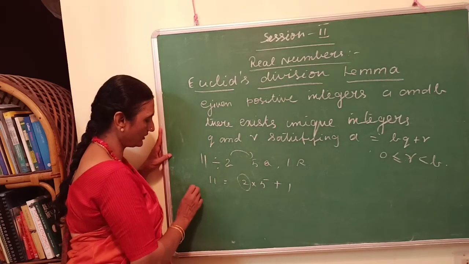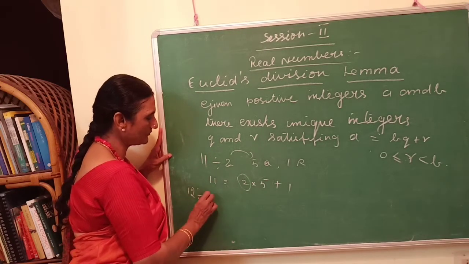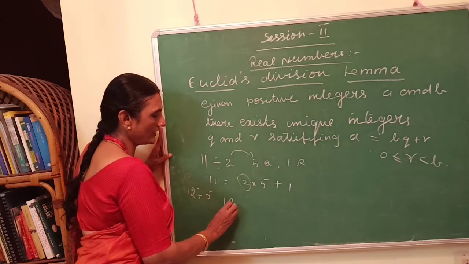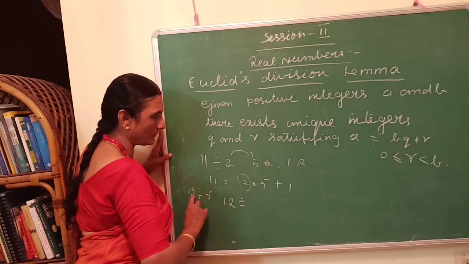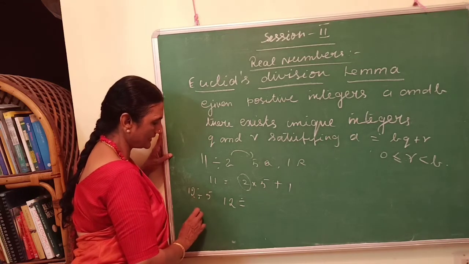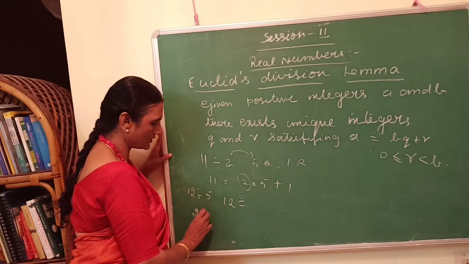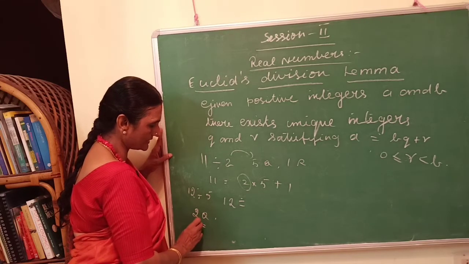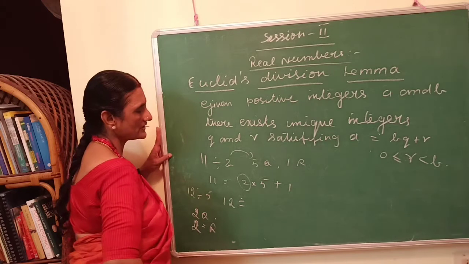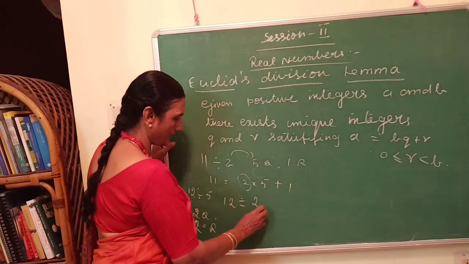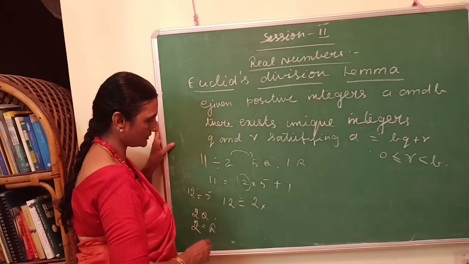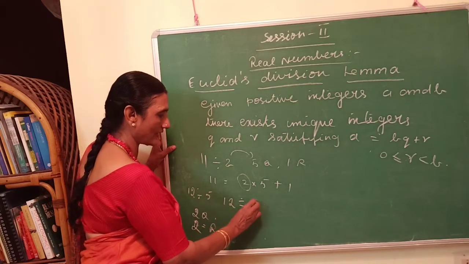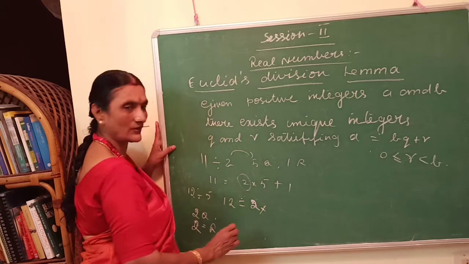Now I want you to divide 12 by 5. Based on that format, how will you write 12 is equal to, how many times can we divide? 2 times 5 is 10. So 2 is the quotient and 2 is the remainder. Okay. So how do you write it? We are going to divide 12 by 5, so 2 times.